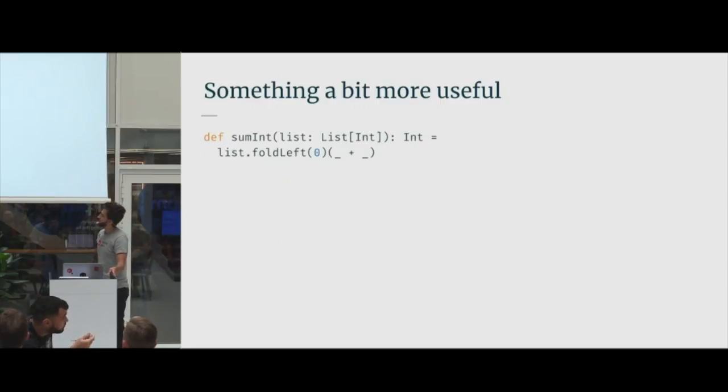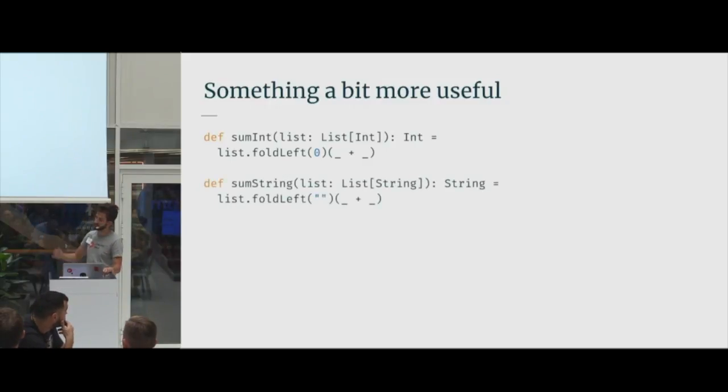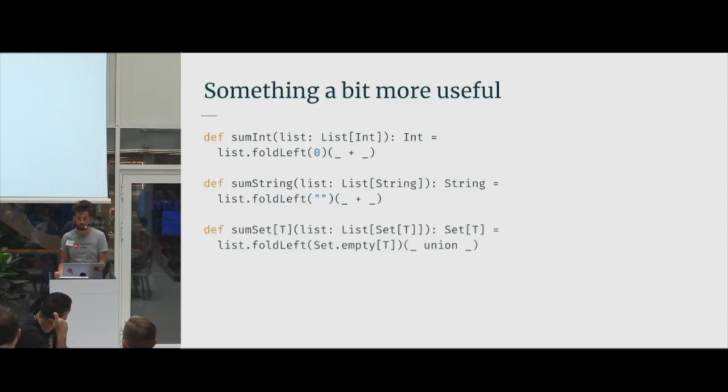So for example, probably a lot of you or some of you have written this thing. This is just a basic fold over a list that sums up a bunch of integers, right? So we have this list of integers, and then we fold left, and the first parameter in the first pair of parentheses is the seed value, and then we define an anonymous function to accumulate the values inside. And see here we have 0 and plus, and we can do the same thing to sum strings, or to sum sets, which have an empty set and the union as their combine.